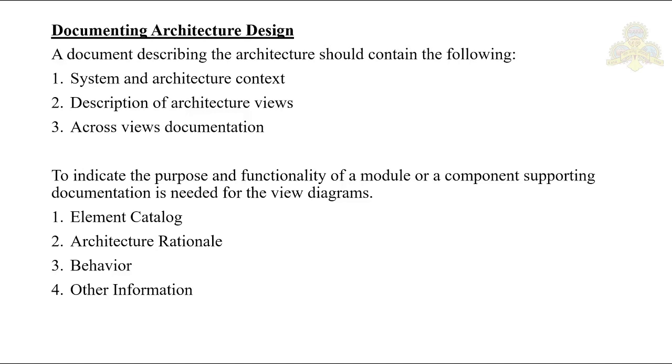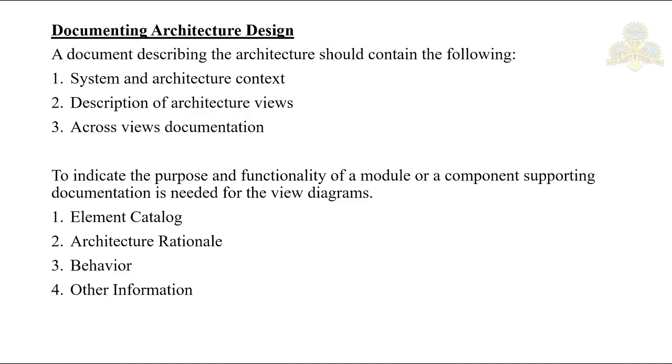The next one is behavior. Your view, or the pictorial representation, gives you structural information. It does not represent the actual behavior or execution. In a structure, all possible interactions during an execution are shown. Sometimes it is necessary to get some idea about the actual behavior of the system in some scenarios. Say, suppose there is a deadlock. What should be done? The behavior of your system in the case of deadlock should be written down properly.